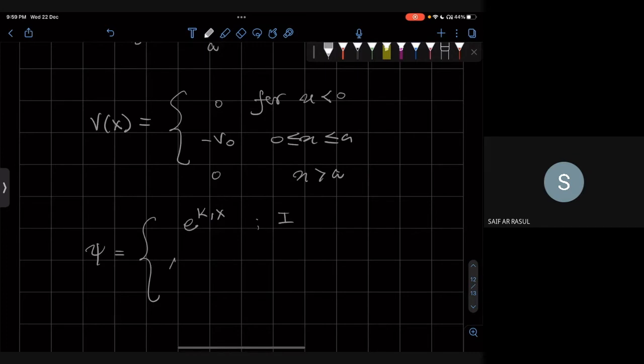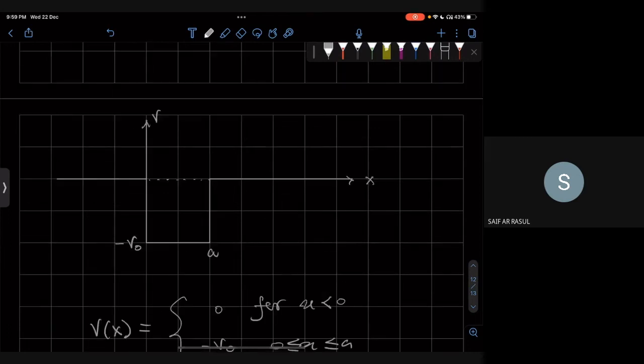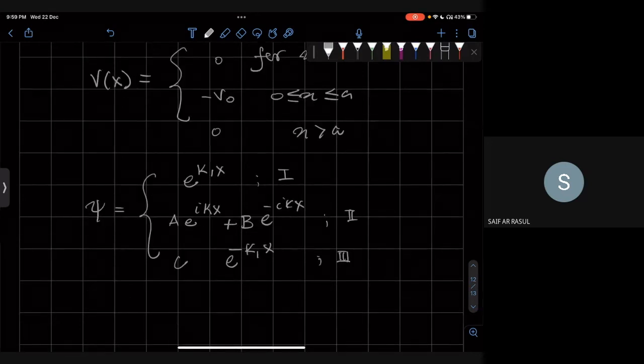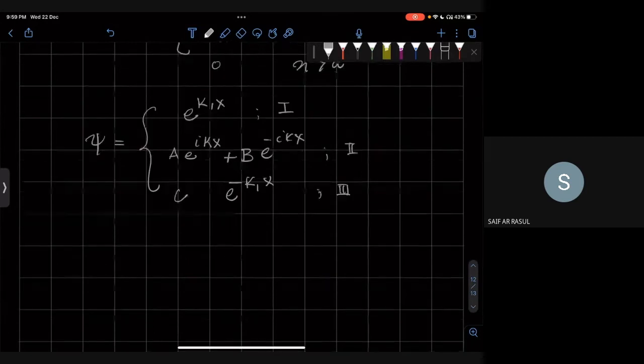In region 2, we are going to have the sinusoidal solution, e to the power i k of x plus b e to the power minus i k of x. Here, this b doesn't have anything to do with the b that we chose above. And then C e to the power minus k1 of x, so this is in region 2, and this is in region 3. Okay, so this is region 1, 2, and 3. Any questions?